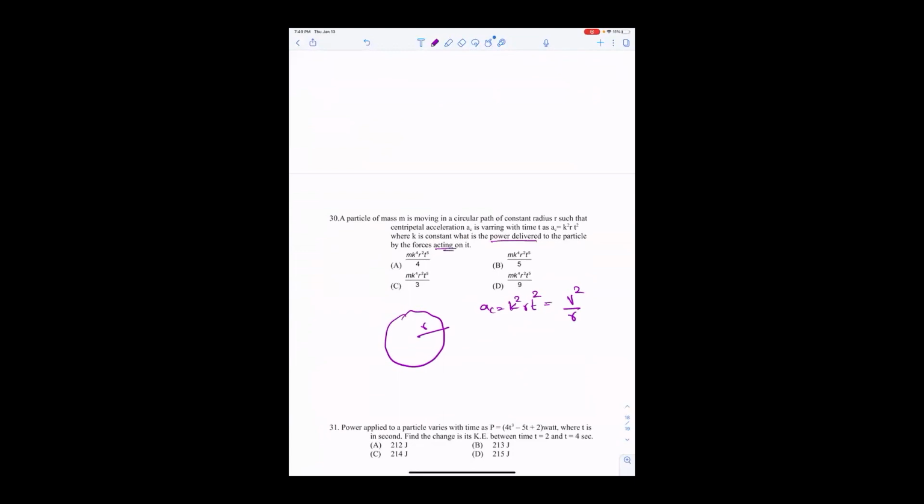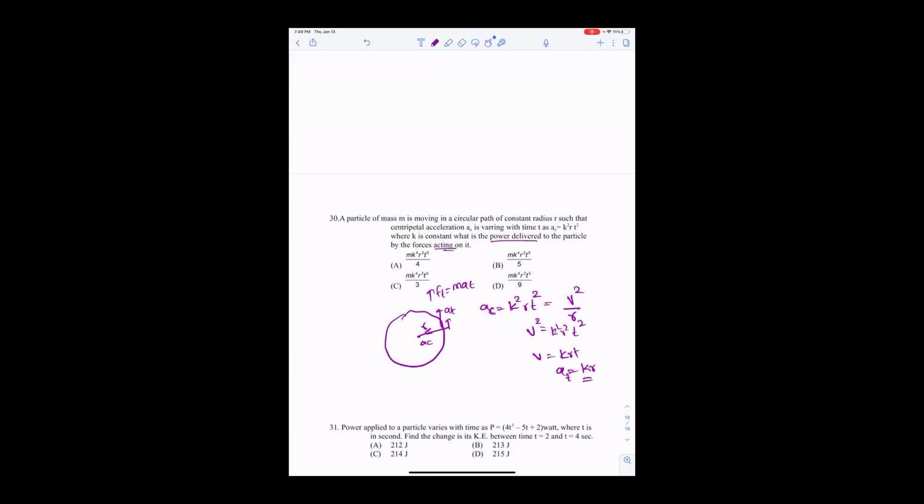So we should have two forces. We'll see that. So v² = k² r² t², so v = krt. Acceleration is equal to k times r. This is tangential acceleration, and this is centripetal acceleration. There is a tangential force, which is mass into tangential acceleration.